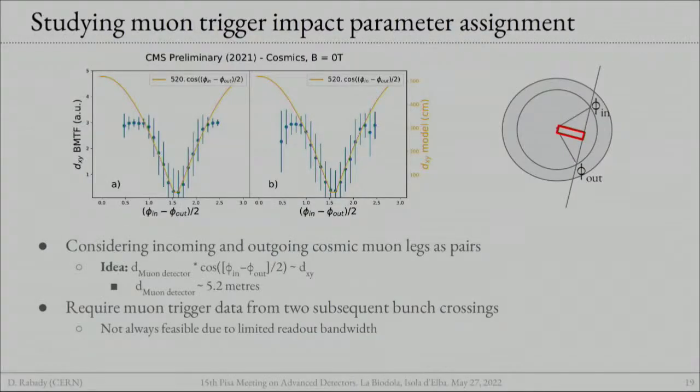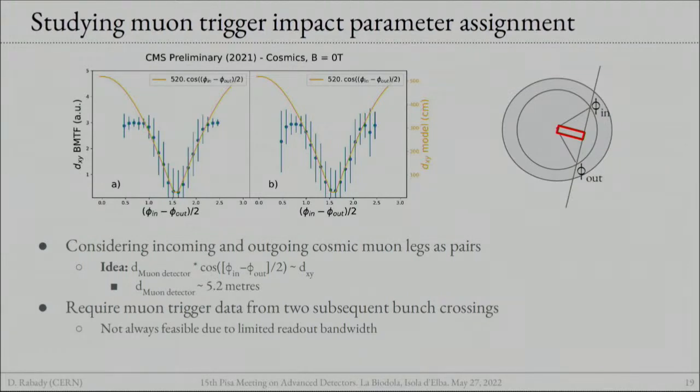Last year, we were taking cosmic muon data with no magnetic field on. We showed here the relationship between the impact parameter, so the distance of the muon track from the beamline, and the phi coordinates of the incoming and outgoing muon. The idea here is that CMS sees a cosmic muon twice. It sees it once in the top part of the detector, and then 50 nanoseconds later in the bottom part of the detector, because the detector is fairly big. So the idea here is that the impact parameter is related by the cosine of the difference between the angles halved.